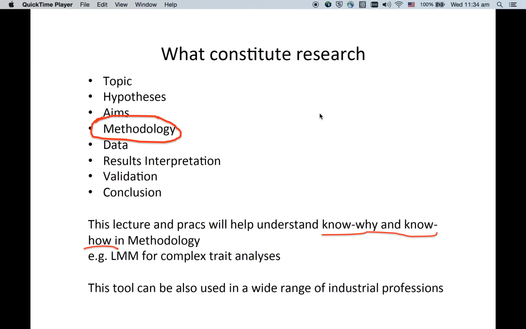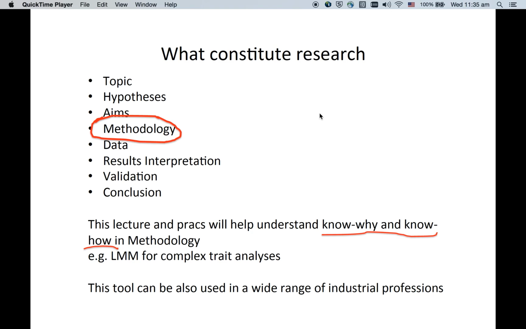In your own research, you need a topic or title, you need to set up hypotheses and aims, and you need methodology. In order to test hypotheses, you also need data. From the analysis, you will get the result, and you need to correctly interpret the result. Then you also want to validate your finding in an independent dataset, and draw conclusions. This lecture and practical will help you understand the why and the how, especially in methodology.